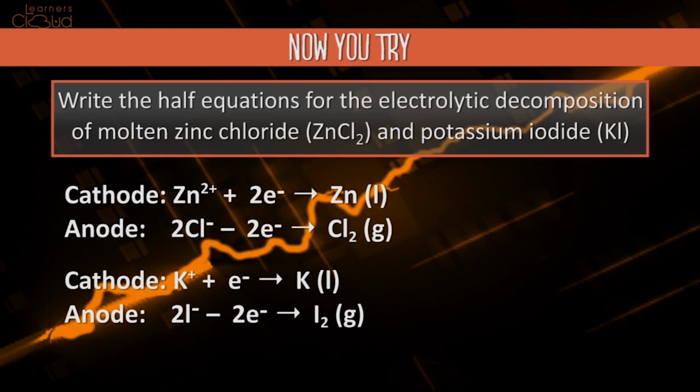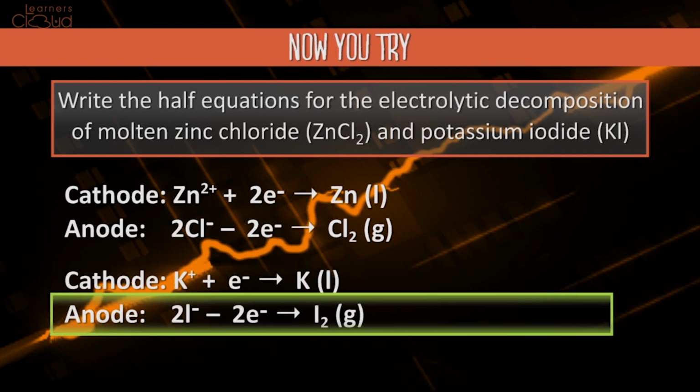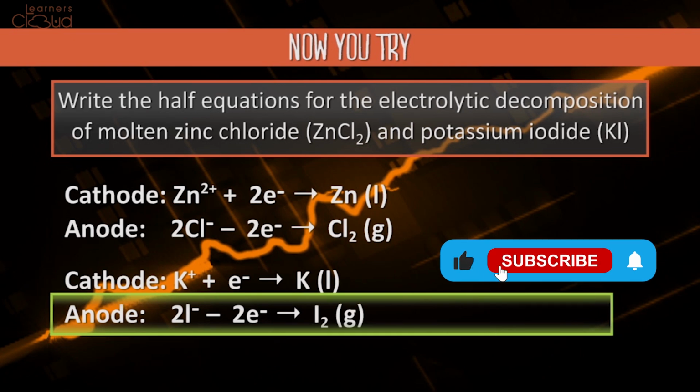Let's take a look at what happens in the electrolysis of potassium iodide. The potassium is a metal, so it gains electrons. And at the anode, the iodine loses electrons, so is therefore oxidized.